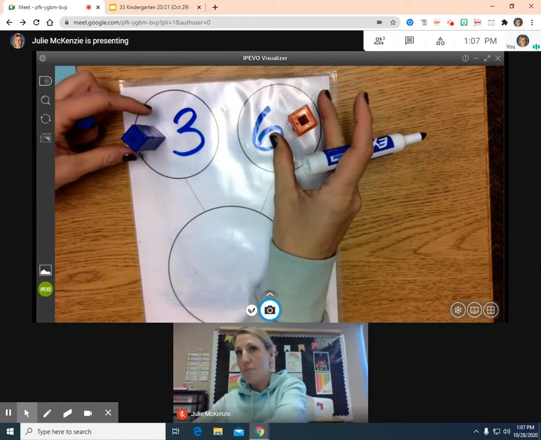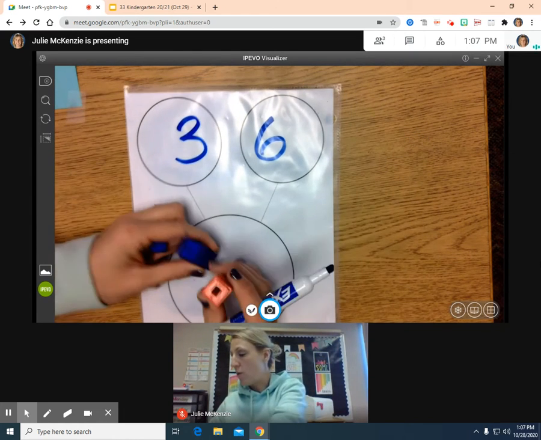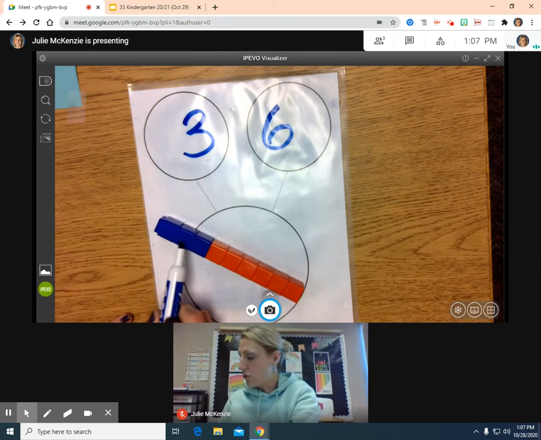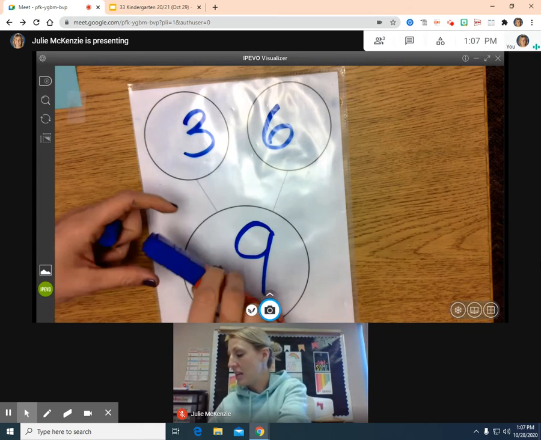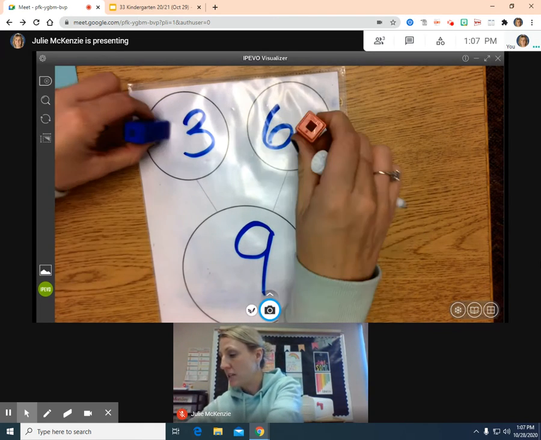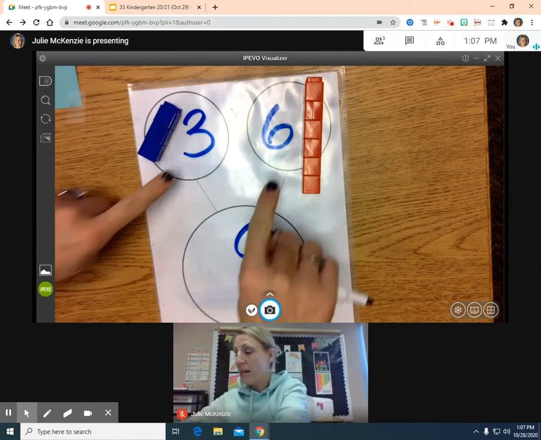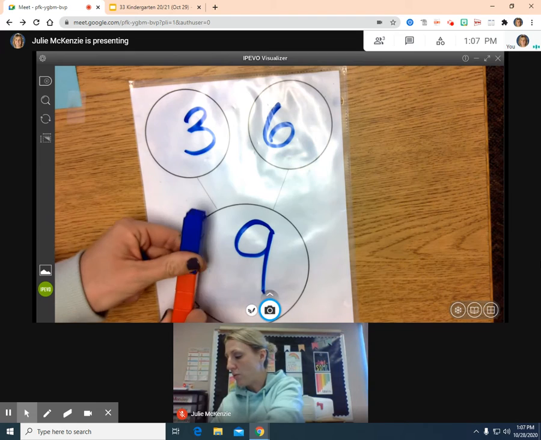If I combine these together, I need to figure out what my whole group is. What is my whole group now? 1, 2, 3, 4, 5, 6, 7, 8, 9. My whole group is 9. If I take the 9 and break it apart, my smaller groups can be 3 and 6. 3 and 6 are the parts. 9 is the whole group.